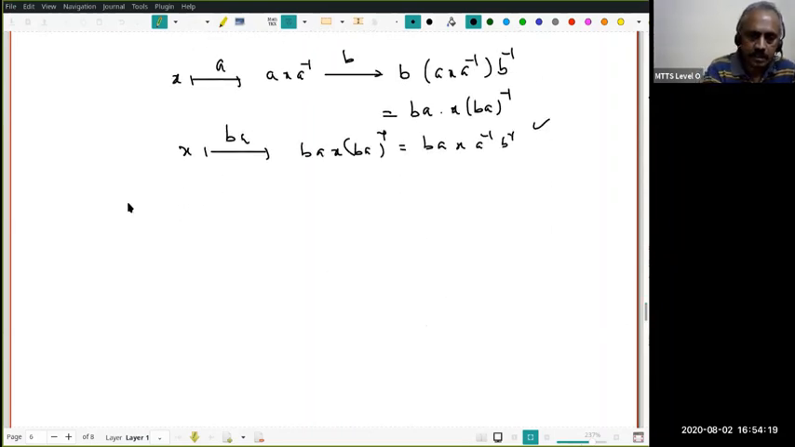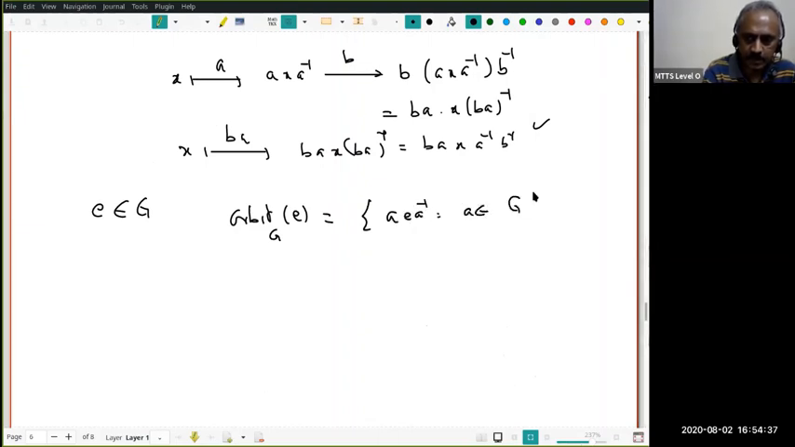Now, suppose identity is there. I want to know what is the orbit of the identity element under this conjugation action. This is going to be a e a inverse, as a varies over G. But a e a inverse is nothing other than e, therefore it's the singleton {e}. But if you really notice, you will find a gold mine here. What is that?